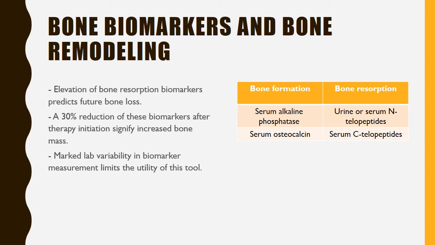These are bone biomarkers for bone formation, and these for bone resorption. Biomarkers for bone formation are serum alkaline phosphatase and serum osteocalcin, while bone resorption markers are urine or serum N telopeptides and serum C telopeptides.